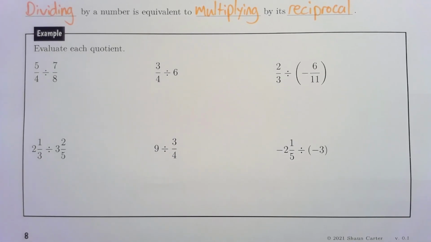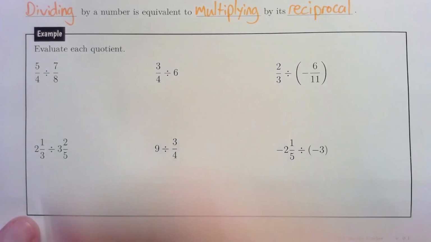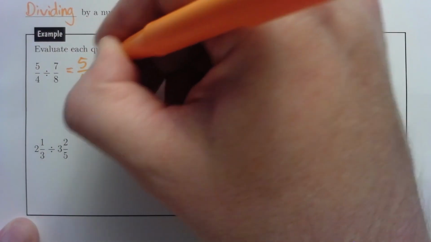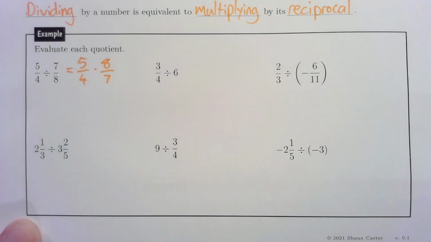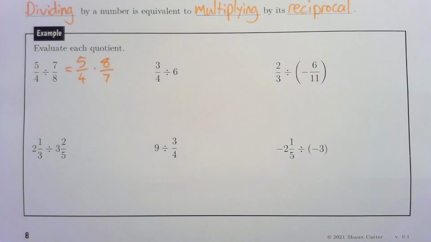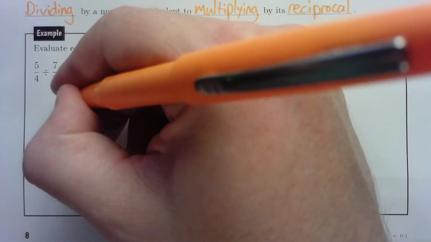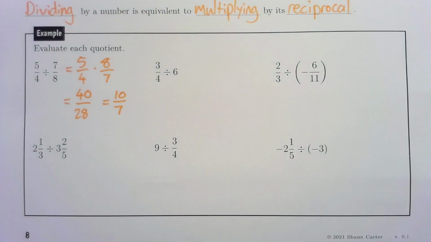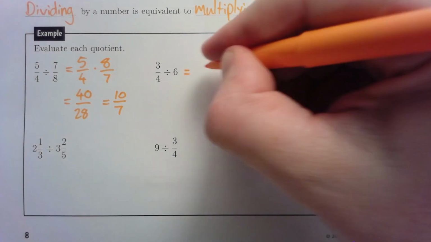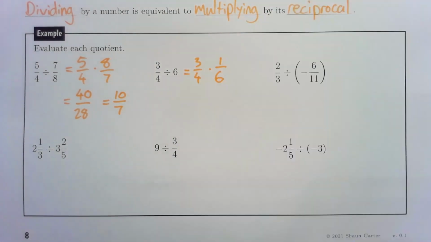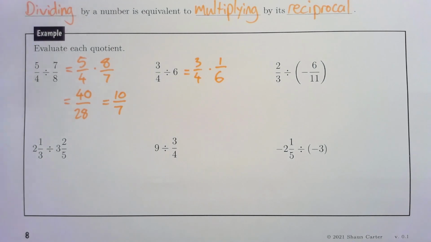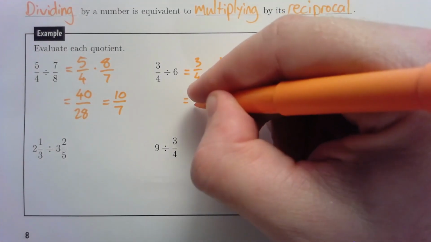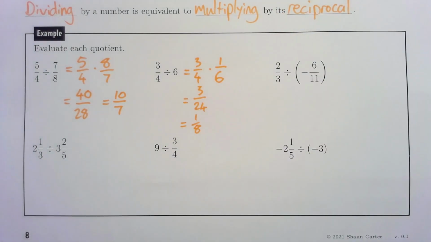So 5/4 divided by 7/8 is the same as 5/4 times 8/7. Remember, the first fraction doesn't change because it's not the one being divided. The second fraction is the one being divided, so it's the one we take the reciprocal of. This evaluates to 40/28, which simplifies to 10/7. 3/4 divided by 6 is the same as 3/4 times the reciprocal of 6, which is 1/6. Evaluate that and we get 3/24, which simplifies to 1/8.